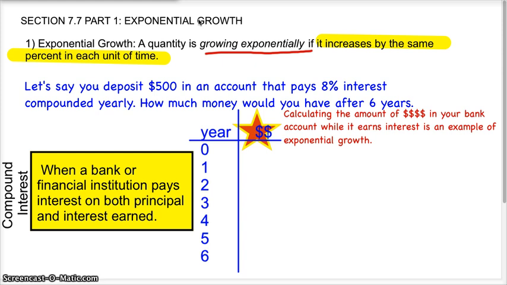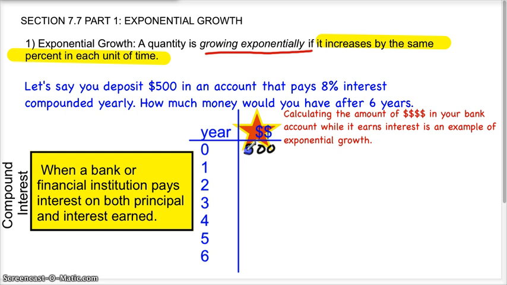Let's say you deposit $500 into an account that pays 8% interest compounded yearly. When a bank or financial institution pays interest on both the principal and the interest earned, that's the definition of compound interest. We need to find how much money you would have after 6 years. At year 0, we're going to start with the $500.